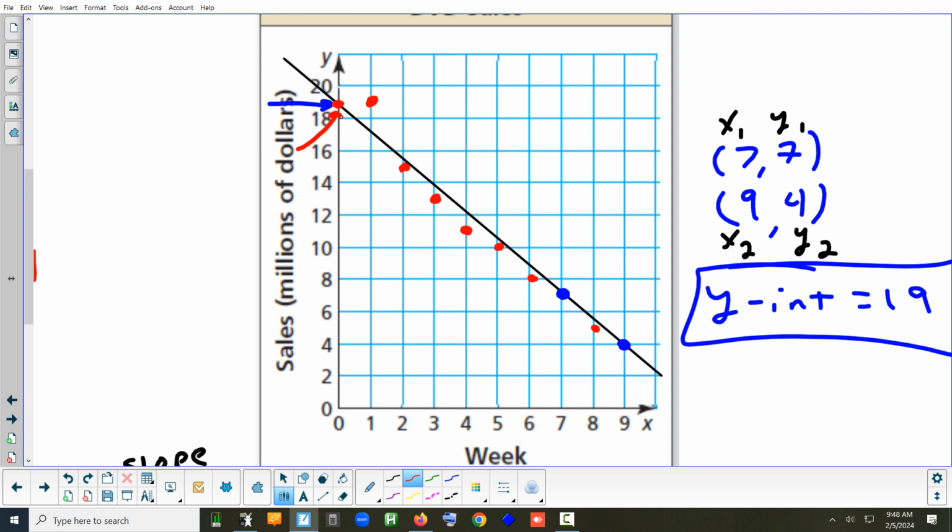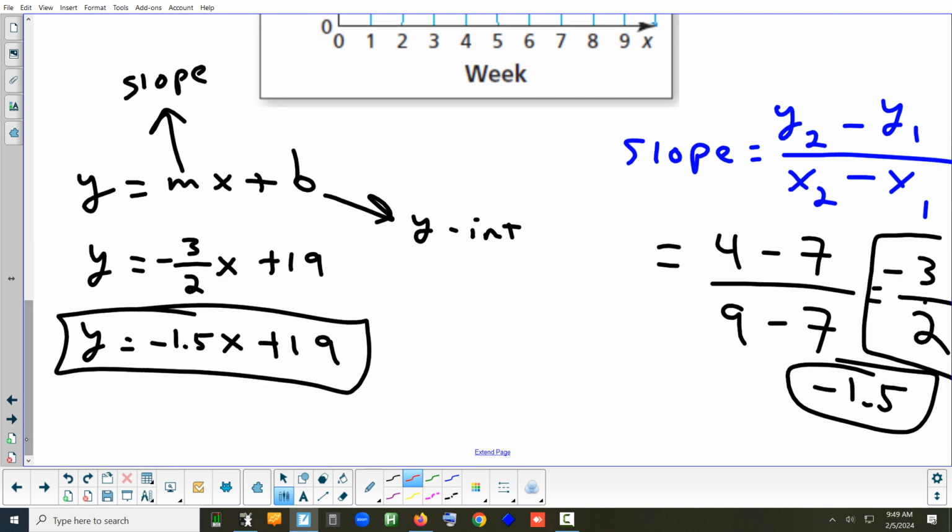There was $19 million of sales when? Like the first week? Yeah, week zero. So that's like the beginning. Maybe this is the sales after week one, after week two, after week three. Week zero would be the start. Okay, that's just what they call it. That's the beginning. So $19 million was the initial sales of this DVD, the very first week that it came out. Okay, so that's the y-intercept.